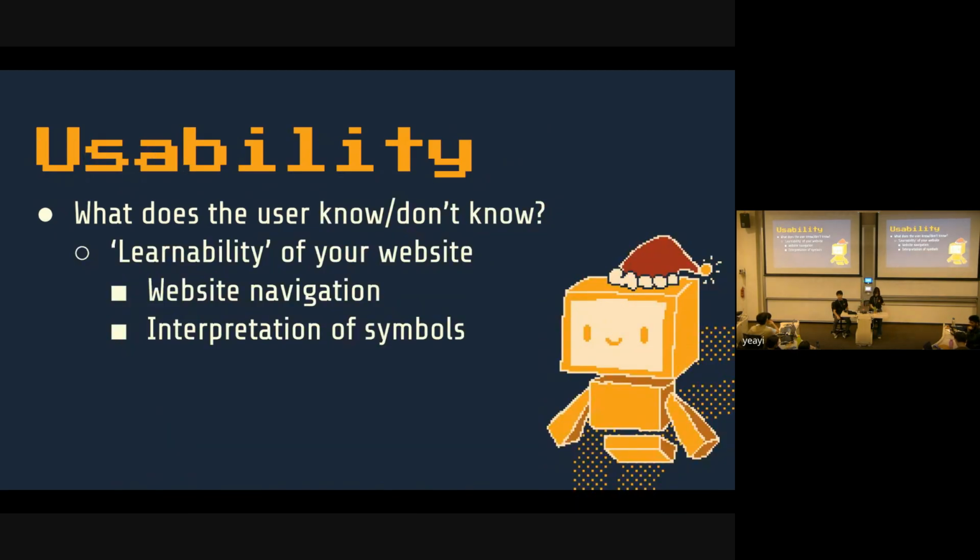Third, usability. This is the link back to user centricity. We need to kind of consider what information we are presenting to the audience. So how much do you think your audience will know how to navigate a difficult site?